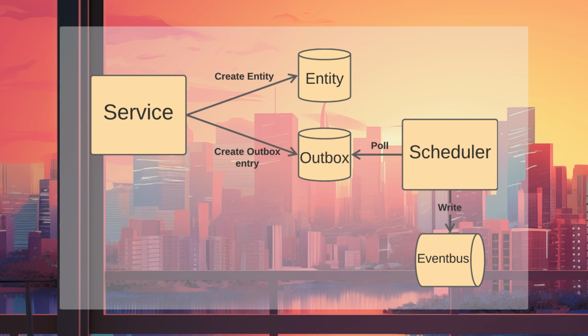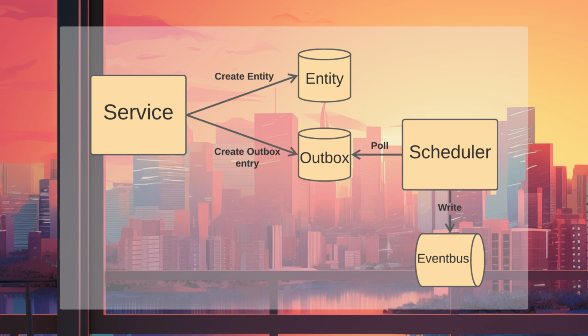To address this issue, we can adopt the Outbox pattern. Instead of directly writing to the event bus, we store an entry for each event in a separate database table within the same transaction where we create the entity. A scheduler routinely checks for entries in our Outbox table and dispatches the events to the event bus. Subsequently, we can either delete the Outbox entry or modify its status.